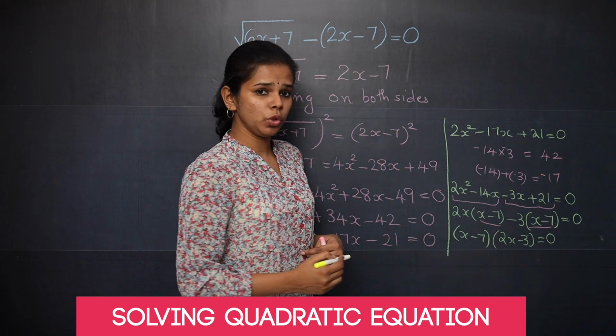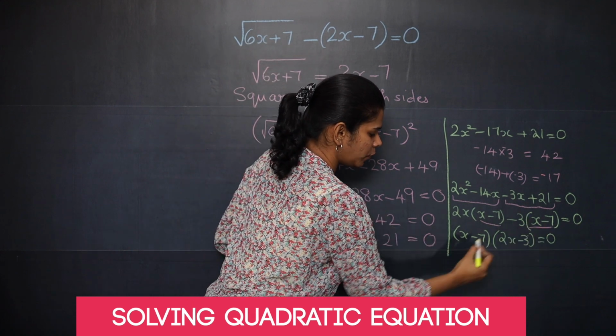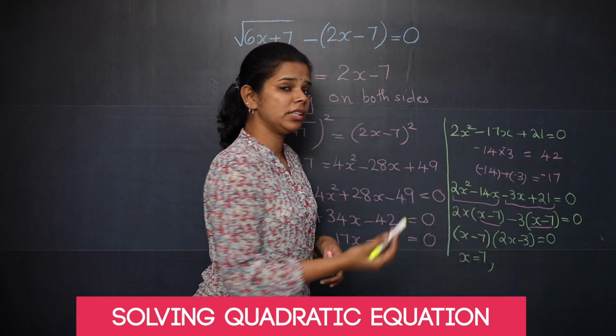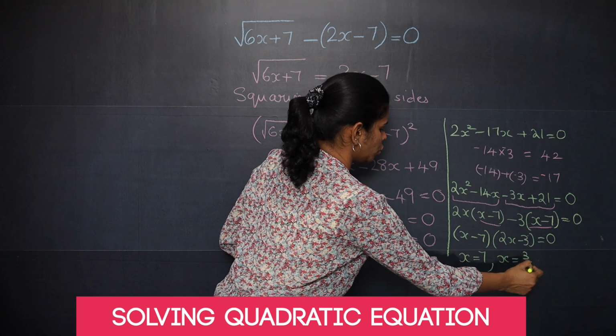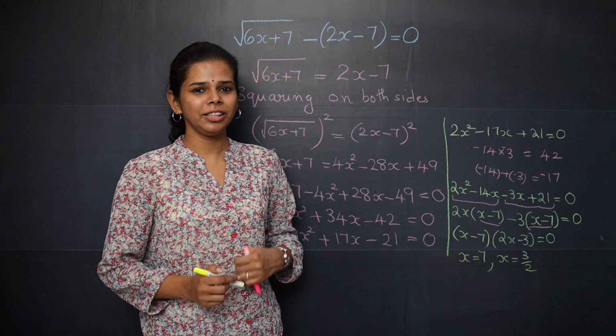Now to get the roots, you will equate each to 0. So when x − 7 = 0, x becomes 7, and when 2x − 3 = 0, x becomes 3/2. Therefore, the roots are 7 and 3/2.